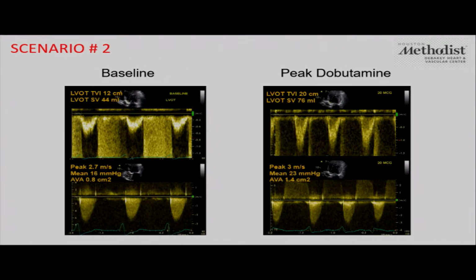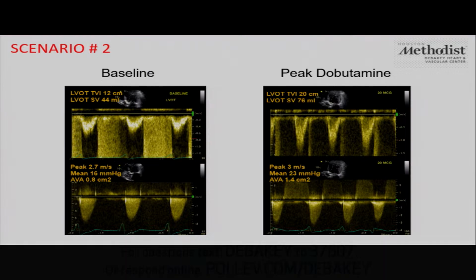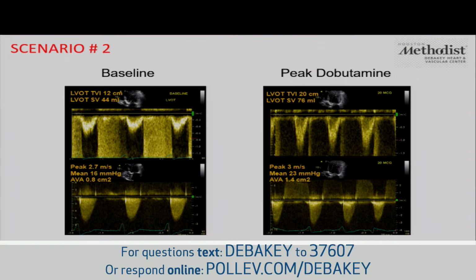What about a second scenario? VTI has gone from 12 to 20, and the peak is now 3 with a valve area of 1.4. What do you think this is? Pseudo, yeah, right?